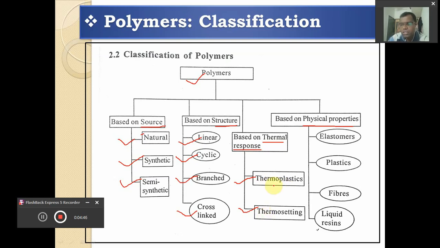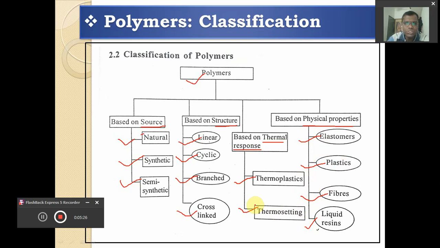Similarly, based upon the physical properties of polymers, how they behave, these polymers are again classified into different types. These polymers are divided into different types as elastomer. This type of polymer shows the property of elasticity. Then there are plastics. If the polymer shows physical properties like a plastic, it is called a plastic. Then fibers, and the last one is liquid. So these are the different types of polymers based upon their physical properties.